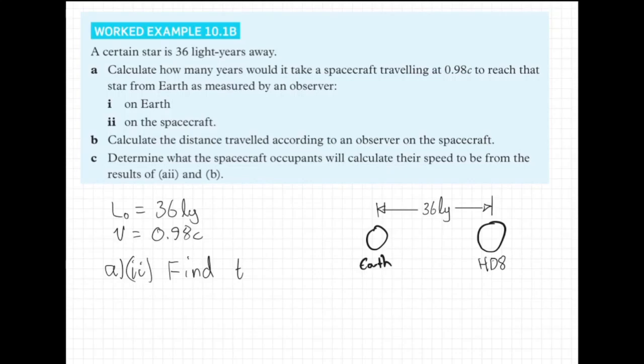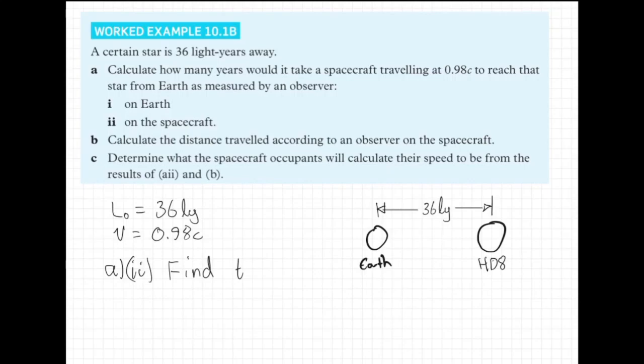How do we find t? How do we find the time it takes if we know its speed and we know its distance? Yeah, velocity equals distance over time. It still works, it's just you're experiencing different distances in different times. But it still works, you still observe things correctly.